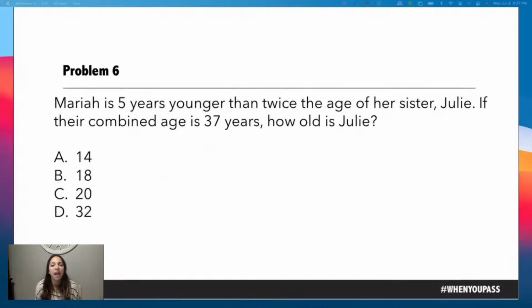Mariah is 5 years younger than twice the age of her sister, Julie. If their combined age is 37 years, how old is Julie?